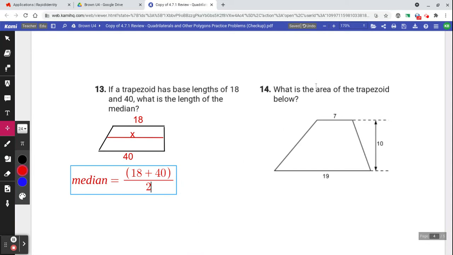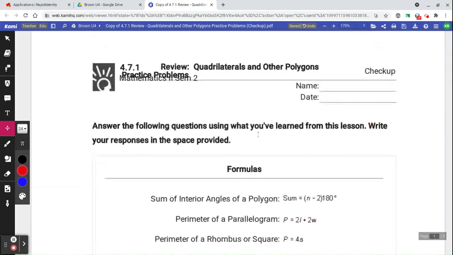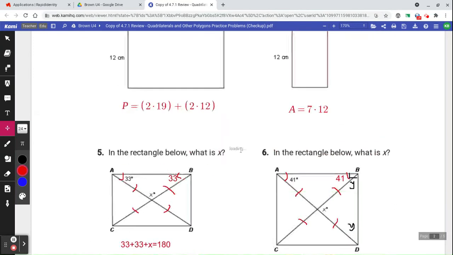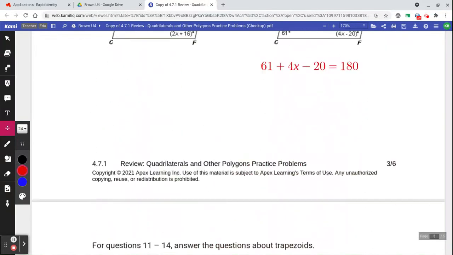Number 14, the area of a trapezoid. We haven't done that at all. So let's go back and look at our formulas. Here is the area of a trapezoid. It says it's half the height multiplied by the sum of the bases, or half of the sum of the bases times the height.